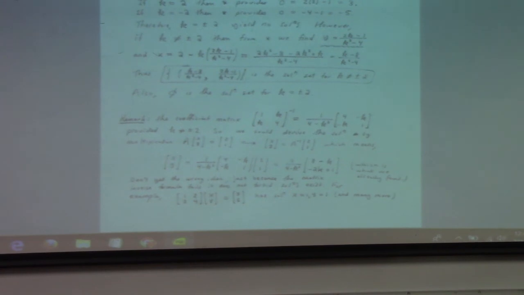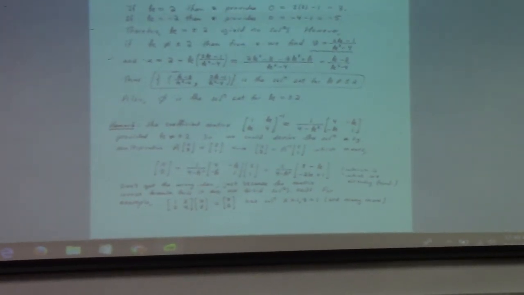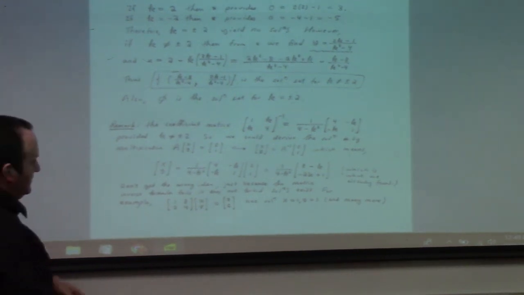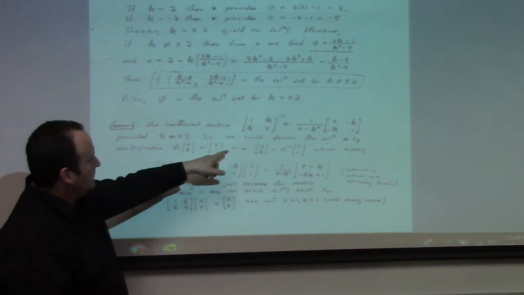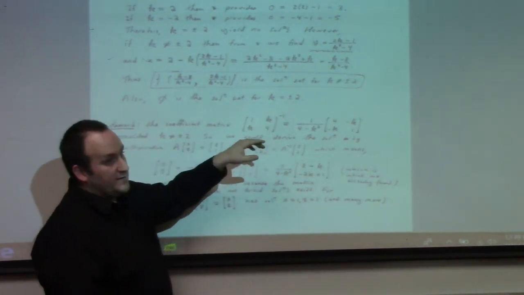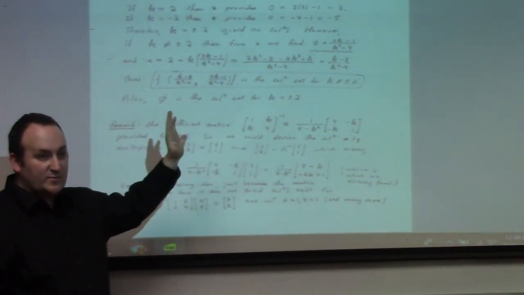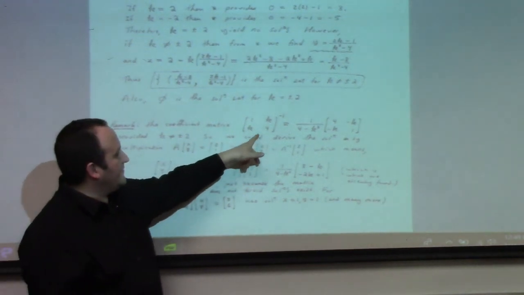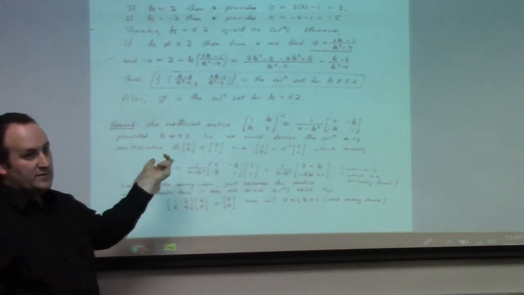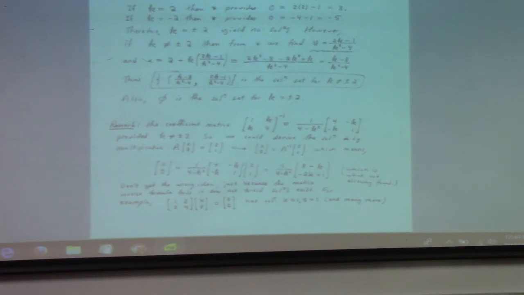Look back at this problem 22. Do you know a better way to do it now? We're asking to solve that system, right? So the coefficient matrix here is 1, k, k, 4. The inverse exists only if the determinant's non-zero. What's the determinant of this matrix? 4 minus k squared. So k equals plus or minus 2 are the ones for which the inverse doesn't exist, and there's no solution. Otherwise, there is.